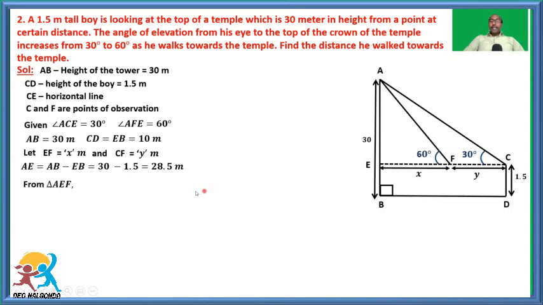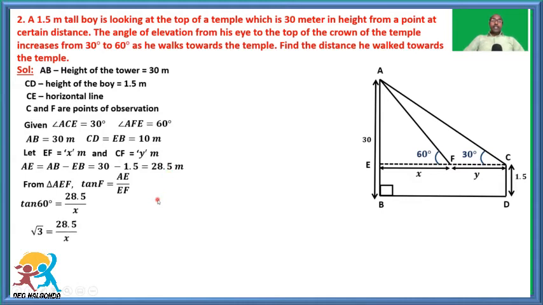Now from triangle AEF, first we have to find X, after that we can find Y. So take the triangle AEF. In this triangle we have the angle and opposite side, and we have to find the adjacent side. So the trigonometric ratio having opposite and adjacent is tan. So take tan F. Tan F is equal to AE by EF. So substituting the values, tan 60 is equal to 28.5 by X, because we have AE is equal to 28.5.